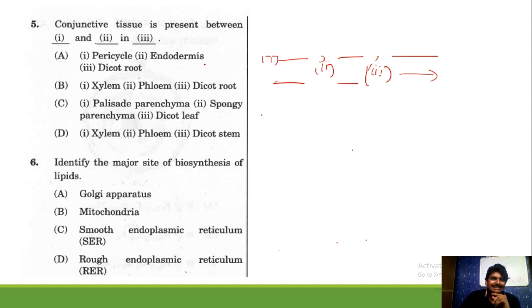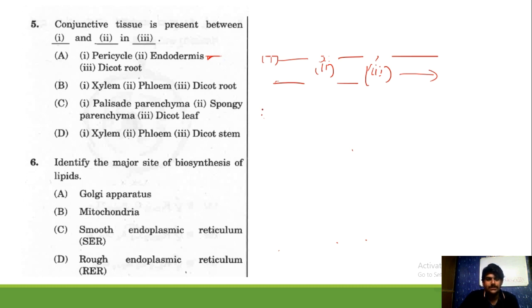So pericycle and endodermis in dicot root, they are saying. Pericycle is a protective layer of the vascular bundle which comes under the endodermis, right? And endodermis is the first layer covering the vascular bundle, like a plasma membrane, right? So endodermis is not the conjunctive tissue. So now what is conjunctive tissue? First let's know that.